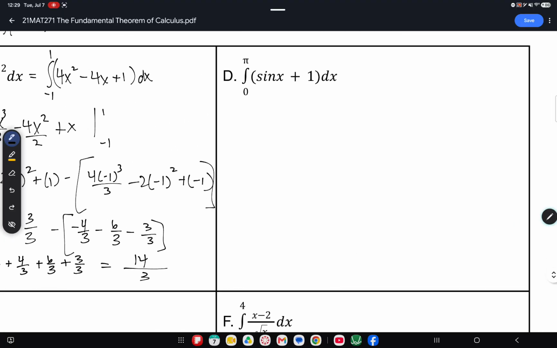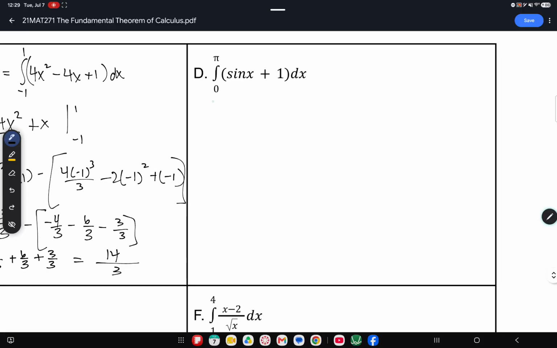All right. Oh, we got a trig function in here. Alrighty. So this is going to give us negative cosine of x and then plus x evaluated from 0 to pi. So I get negative cosine of pi plus pi minus, if I substitute in 0, so negative cosine of 0 plus 0. So let's see, cosine of pi is negative 1. Negative cosine of pi is going to be positive 1, so I have 1 plus pi.